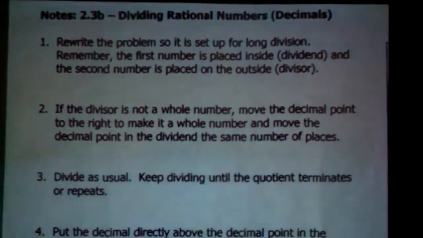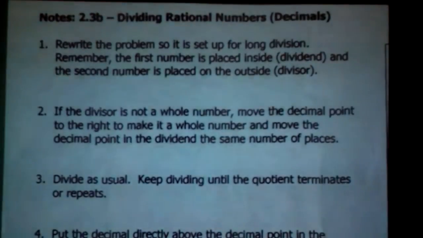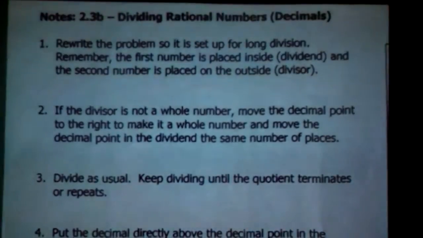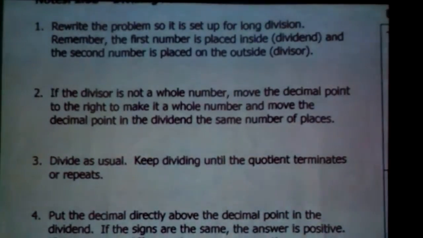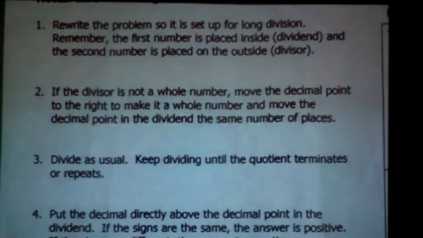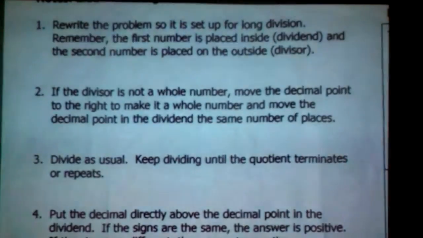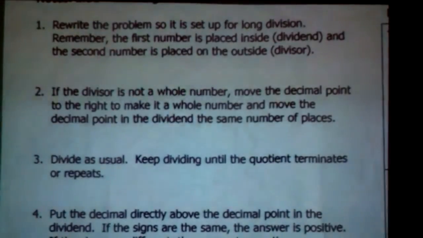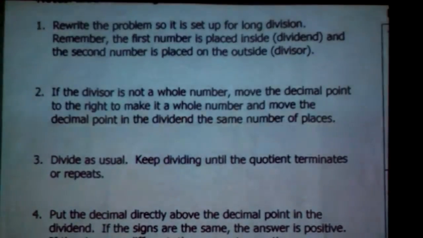Remember, the first number is placed inside the bracket, that's the dividend, and the second number is placed on the outside, that's your divisor. It's like a superhero. Step 2, if the divisor is not a whole number, you're going to move the decimal point to the right in order to make it a whole number, and then you need to move the decimal point in the dividend as well, the same number of places.